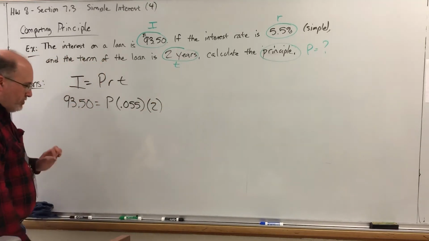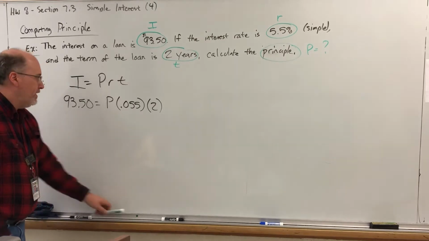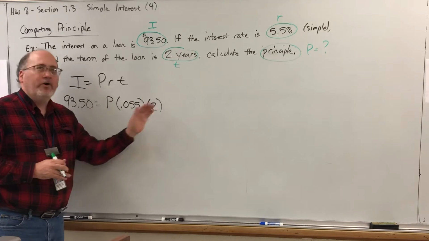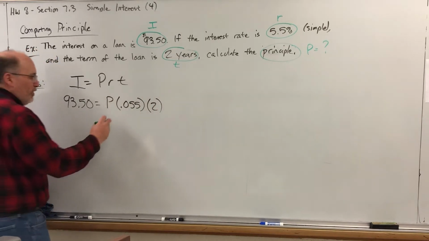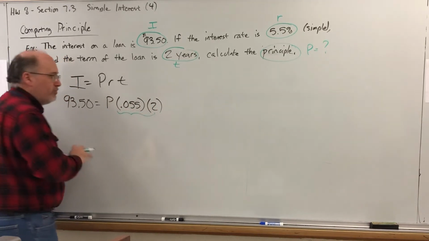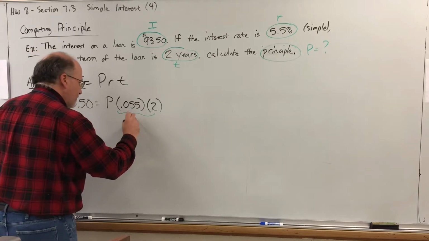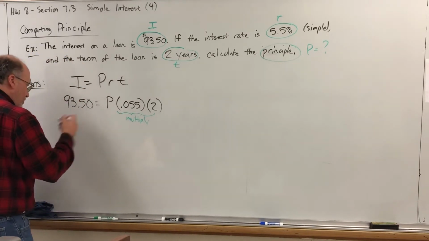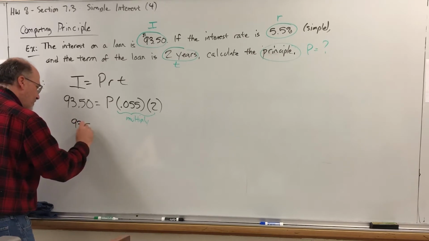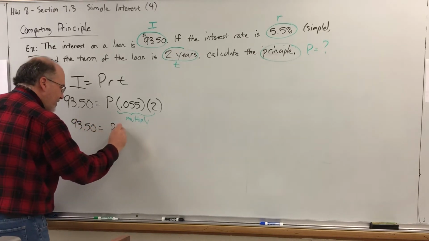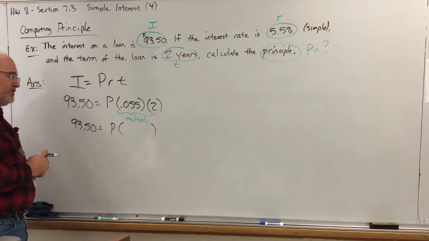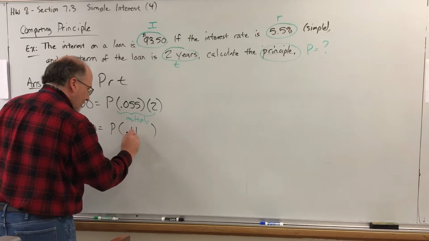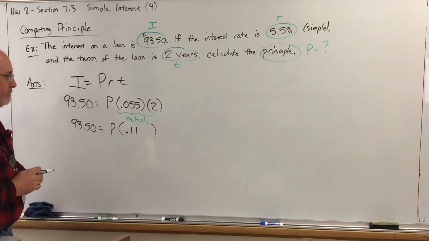Now, time for just a little bit of algebra. In order to solve for one of the variables inside of PRT, you need to first multiply the two numbers that you do know on the right side. Go ahead and turn that into a single number. So we have 93.50 is equal to P times whatever that product is, and that product should be exactly 0.11. Yes, 0.11.